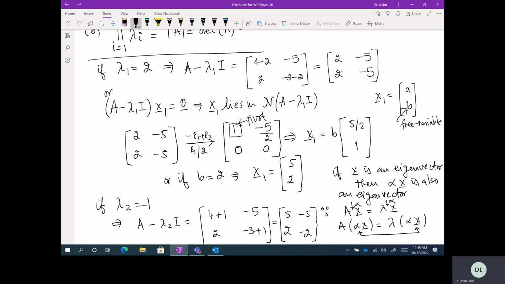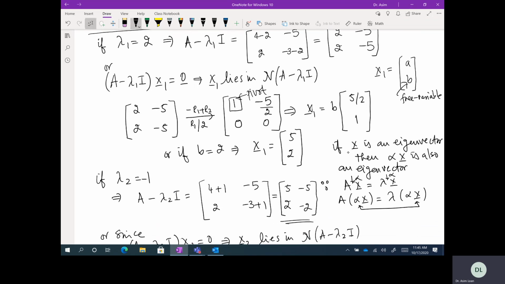So this is one of the eigenvectors, and you need to note here that if x is an eigenvector, then alpha times x is also an eigenvector. Why? Because A times alpha x is equal to lambda times alpha x. If alpha x is y, then this is A times y equals lambda times y. So if x is an eigenvector, the eigenspace is actually a line. All multiples of x are also eigenvectors.